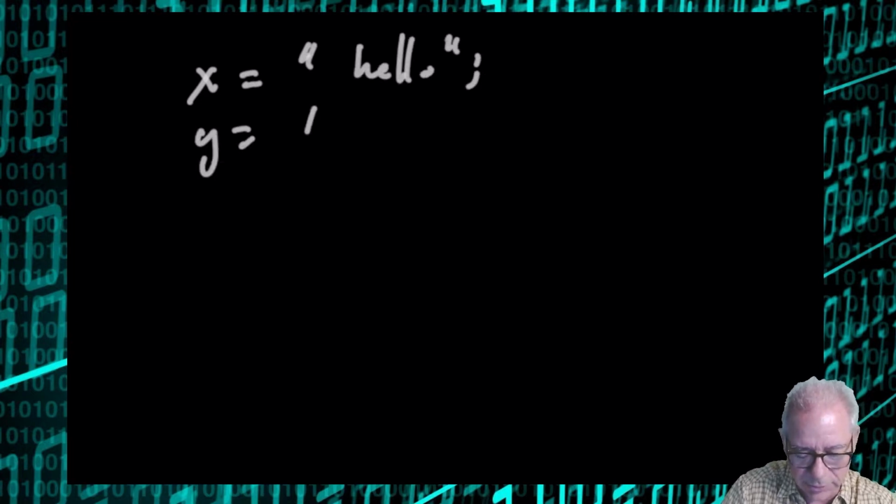So what happens when we're writing a program and we say something like x equals hello and y equals 100?